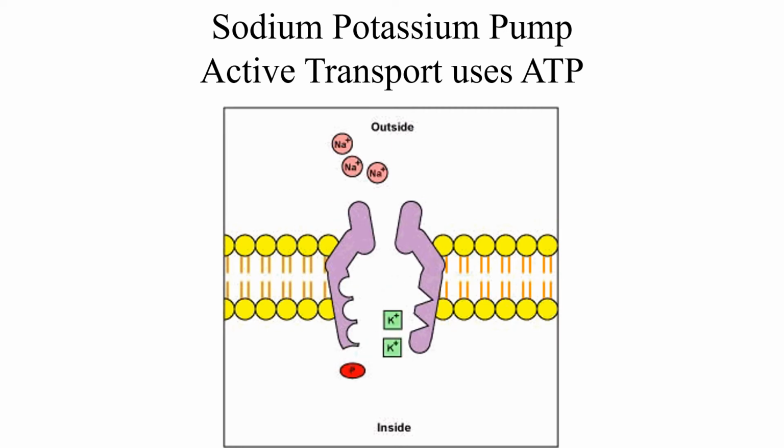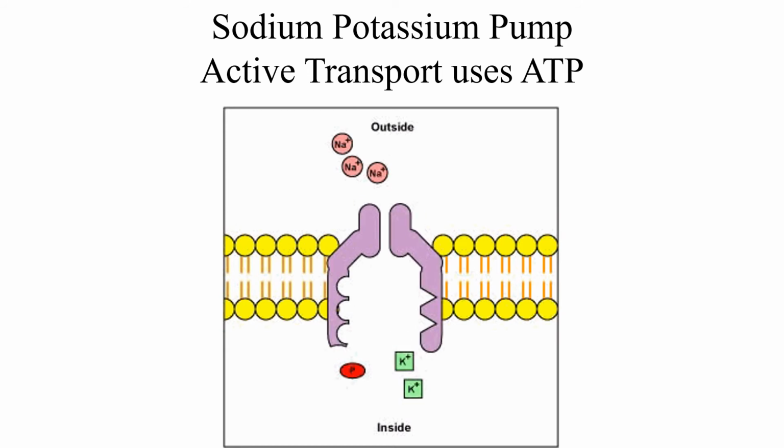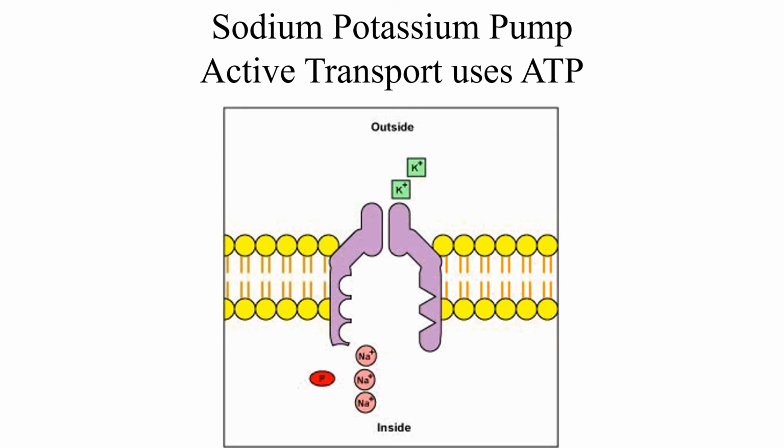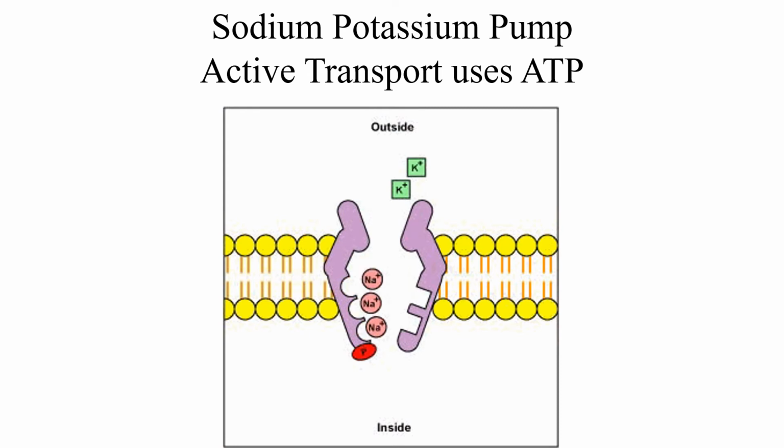In order to keep the outside of your cell positively charged, you have to have the majority of your ions out there. So that's why we move out 3 positively charged sodiums and we move in 2 positively charged potassiums. So that way we maintain a polarized state where we have sodiums outside the cell and the potassiums inside, but we maintain that unequal distribution of these charges.